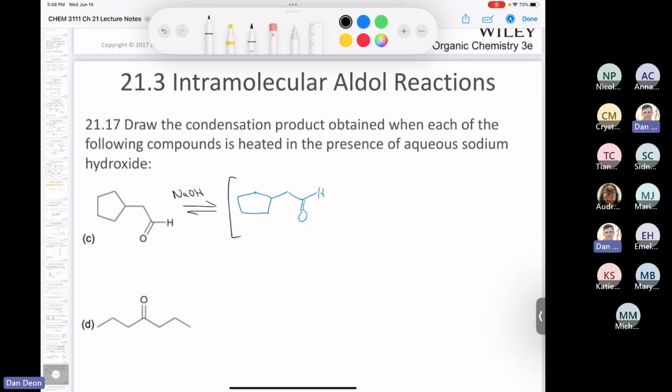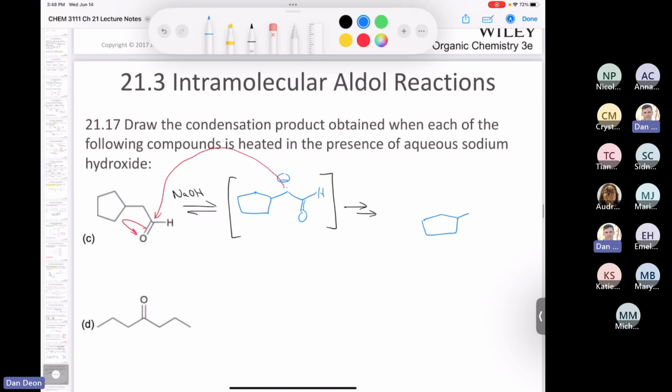So now let's draw the enolate like this. It's going to do a nucleophilic attack. I can't see because I'm left-handed. There we go. All right, like that. And let's draw the aldol addition product. So after nucleophilic attack and proton transfer, I'm going to end up with something that looks like this.